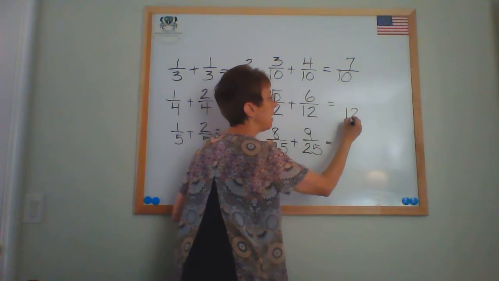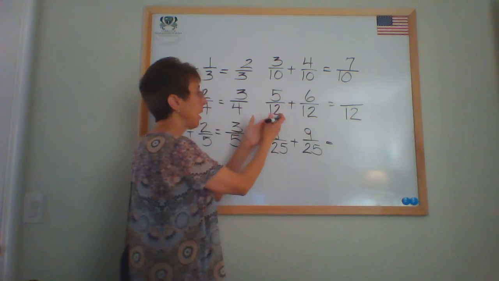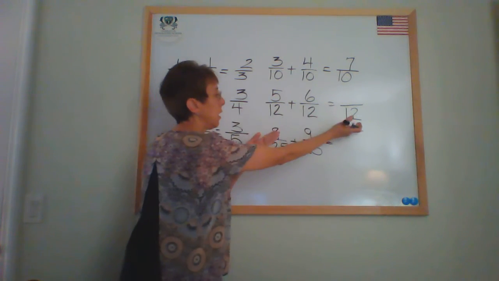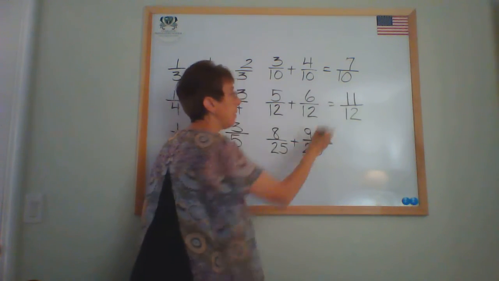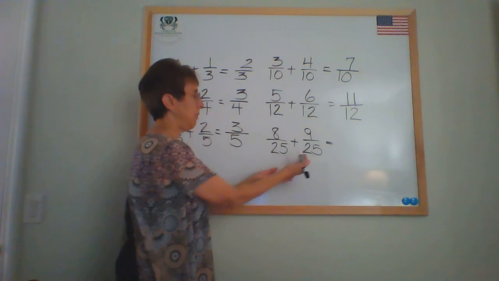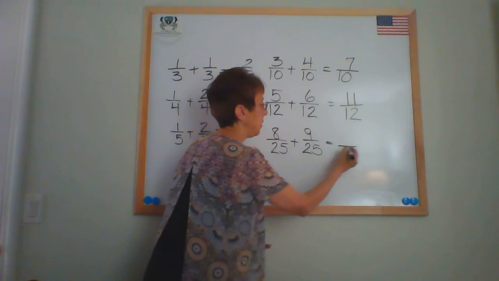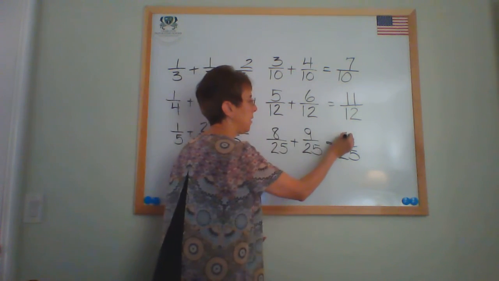5/12 plus 6/12. Again, adding twelfths both times. We have twelfths here, we have twelfths here. It stays twelfths. We only need to add the numerators. 5 plus 6 equals 11. And here we have 25ths. 8/25 plus 9/25. We still have 25ths. And then we just simply add the numerators. 8 plus 9 equals 17.